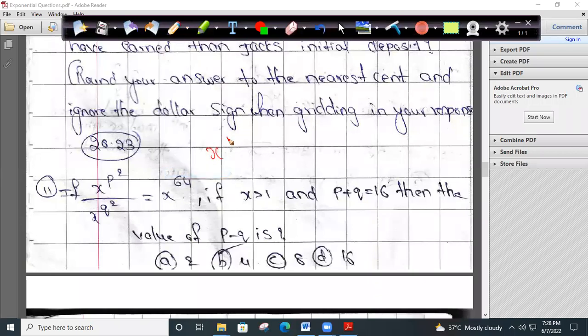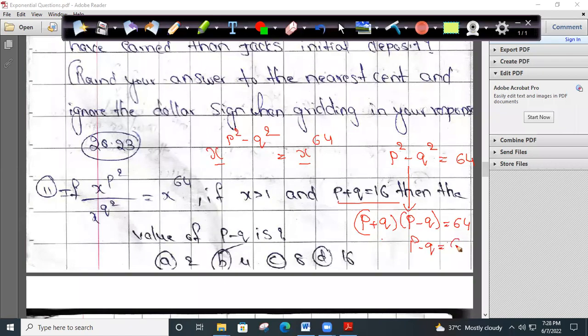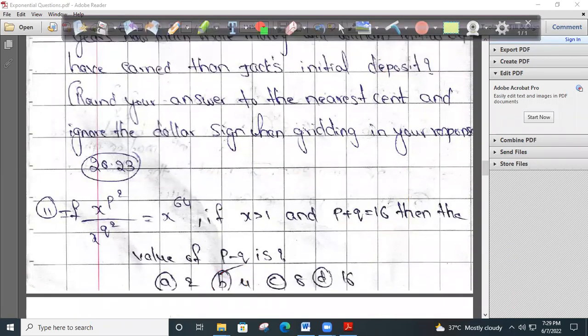So this can be written as x power p square minus q square, because a power m by a power n is a power m minus n, which is x power 64. x is the same as x. So p square minus q square should be 64. p square minus q square can be written as p plus q into p minus q. That is equal to 64. p plus q is 16. So p minus q is 64 by 16, that is 4. So happily B for Bangalore should be your answer. Perfect answer.